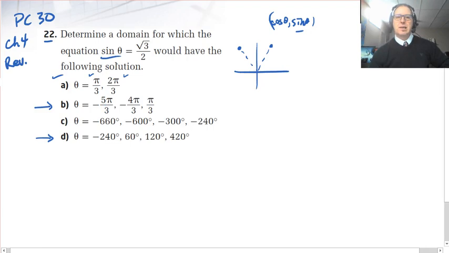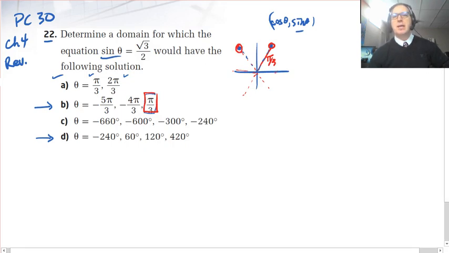For B, they're looking for, so pi over 3 is included, right? So that's this one. I'll use a different color. So pi over 3 is included. Also negative 4 pi over 3. So here's negative 1 pi over 3. Here's negative 2 pi over 3. Here's negative 3 pi over 3. And here's negative 4 pi over 3. Right? So we're talking about this one again, but it's negative 4 pi over 3.